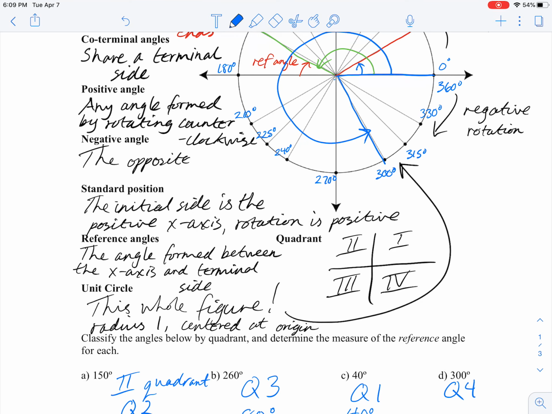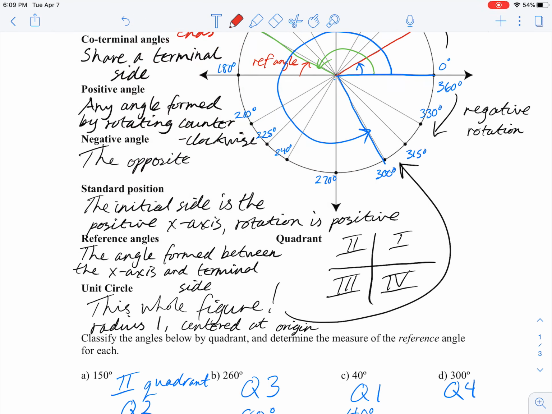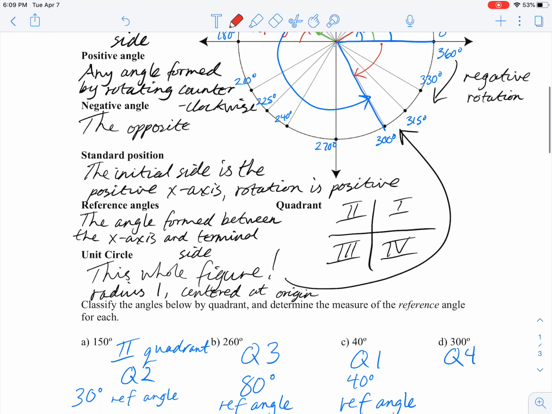Next, we need to find a reference angle. So in this case, our reference angle comes from the positive x-axis. And that difference, that angle measure there, is 60 degrees. So that says that 60 degrees is our reference angle.